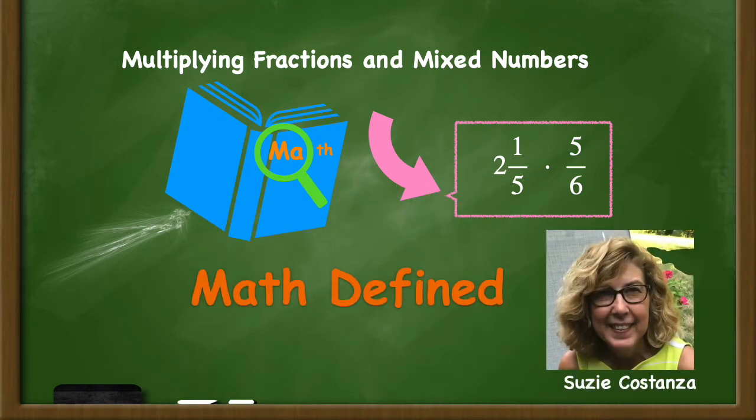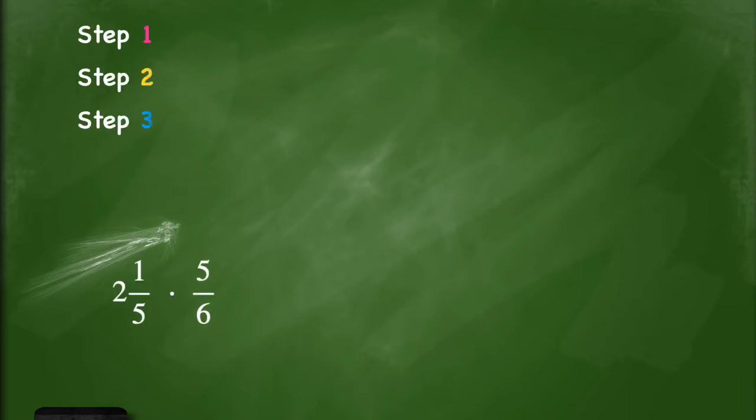I'm Mrs. C, and today we're going to talk about multiplying fractions to mixed numbers. So we're going to start by looking at this expression using a mixed number of 2 1/5 times the fraction of 5/6. And we're going to complete this multiplication problem by following 4 easy steps.